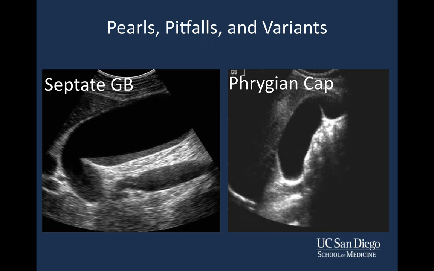There are also going to be some structures that you may identify and think is actual pathology when in fact they are just normal variants. And here's a couple examples of those.